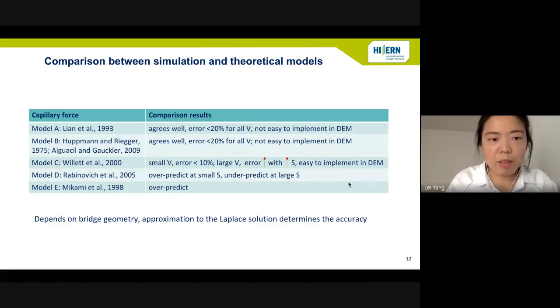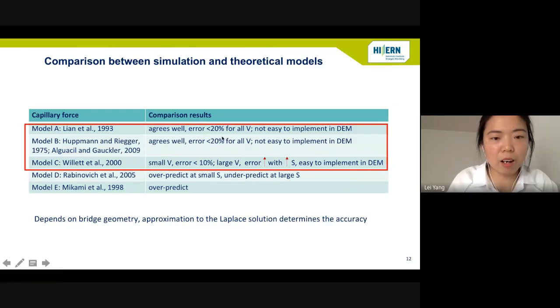Then we make a comparison, which we can include here. The toroidal approximation has better agreement with the simulation, but since it has to calculate the half-filling angle, it is not easy to implement in the discrete element method. And the accuracy of model E and model D needs improvement. Finally, we choose model C from Willett to implement into the DEM code.